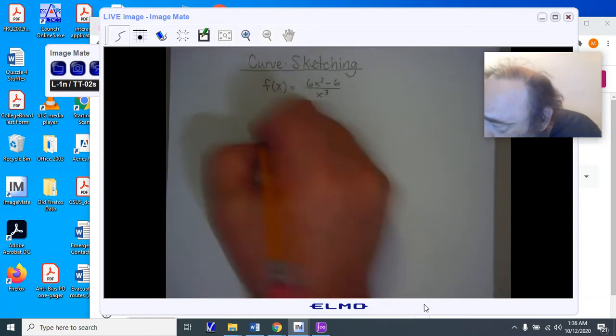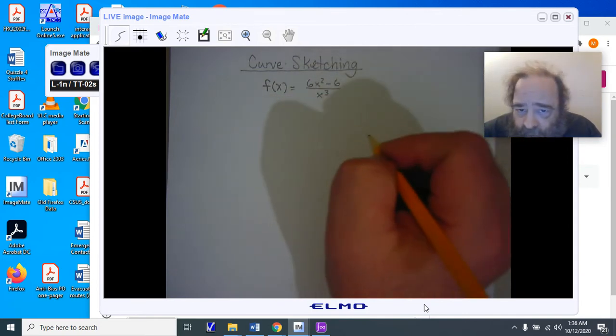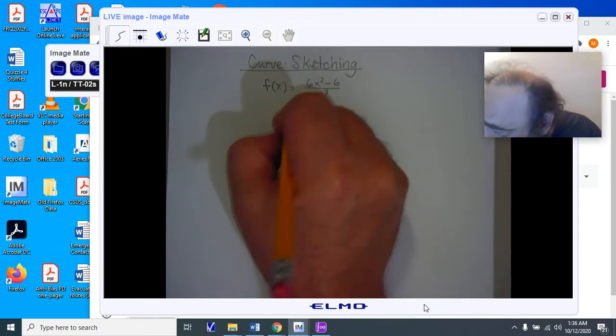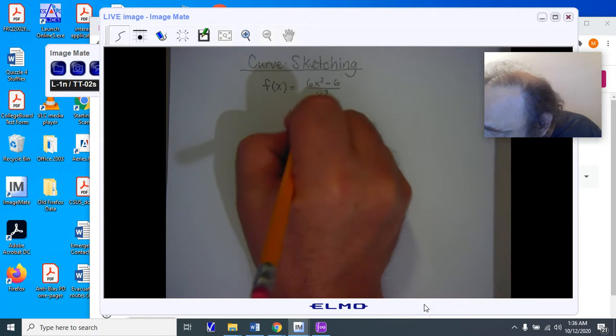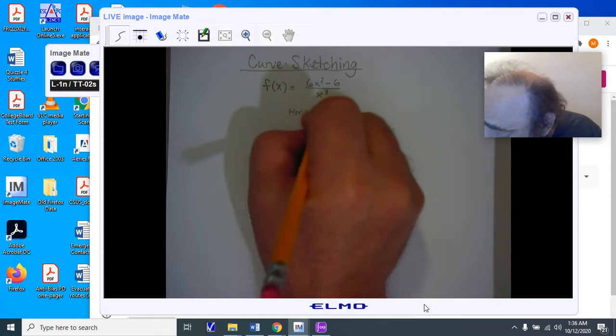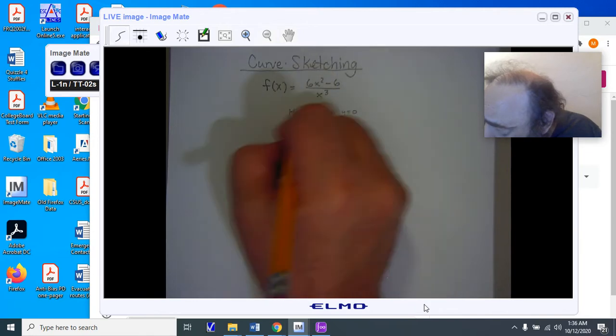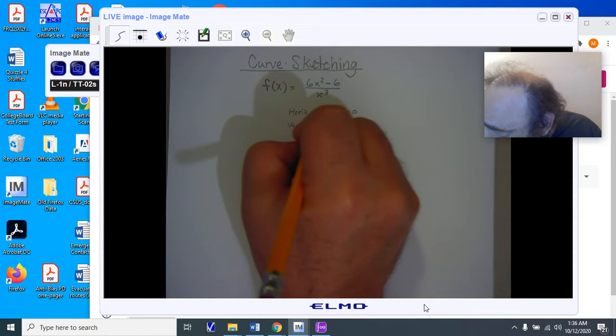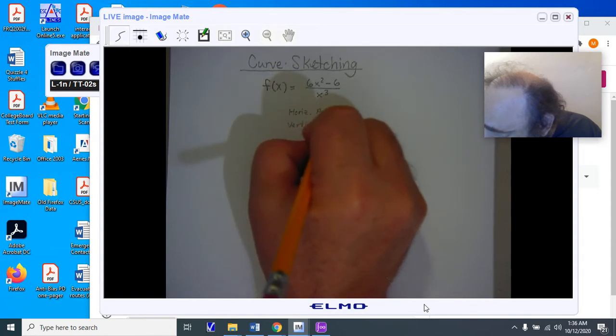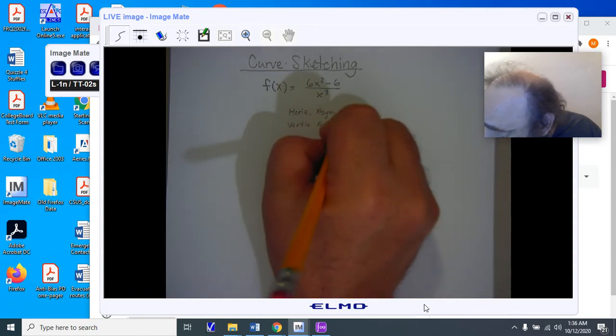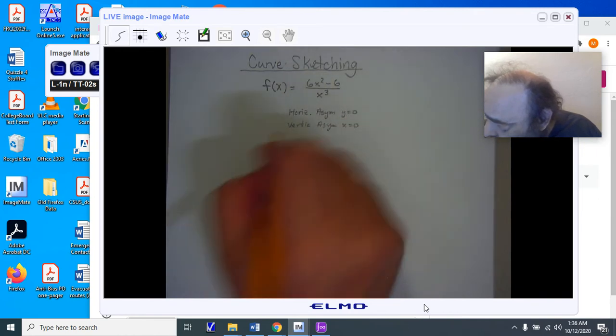For example, we can clearly see with the power greater in the denominator has a horizontal asymptote, and that horizontal asymptote is y equals 0. It also has a vertical asymptote, and that vertical asymptote is x equals 0.